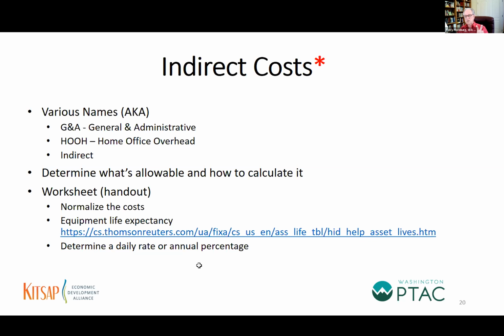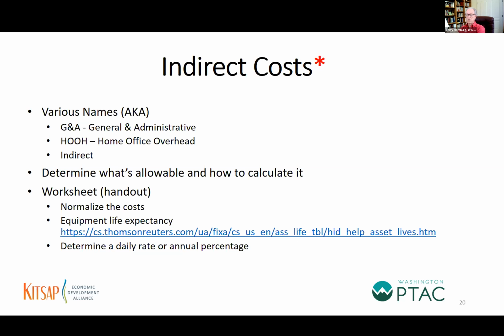If it's the type of solicitation where they're not asking for a monthly rate or a daily rate or an hourly rate for your indirect costs, then you can just put in your percentage and apply it to the subtotal above to arrive at your bottom line cost.